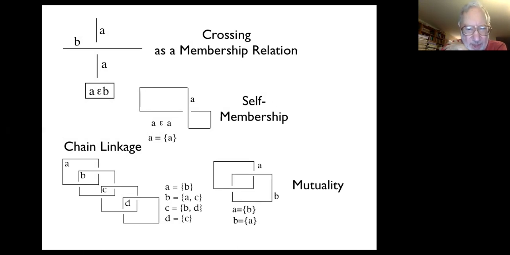And in a chain linkage, like the one I've indicated here, B is a member of A, and A and C are members of B, B and D are members of C, C is a member of D. And in a simple linking, A is a member of B and B is a member of A. This is not standard set theory, not well-founded, as they say, but non-well-founded set theories are regarded as legitimate these days, just a little different.